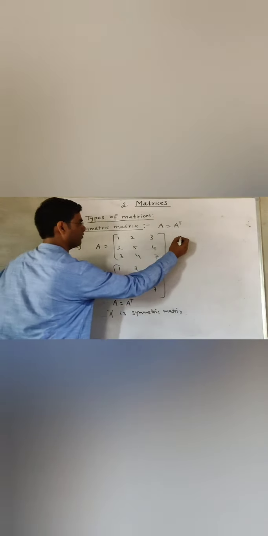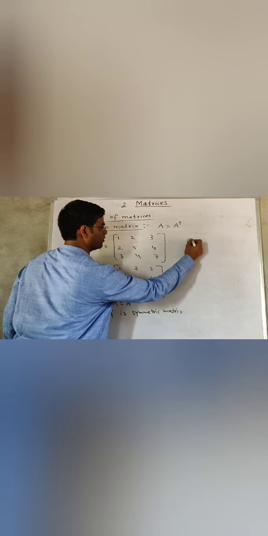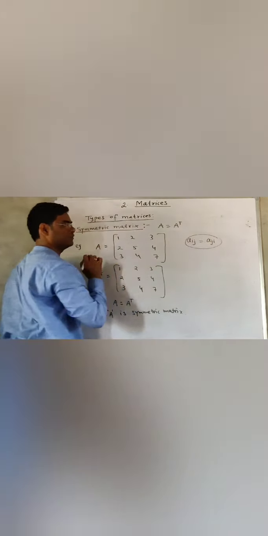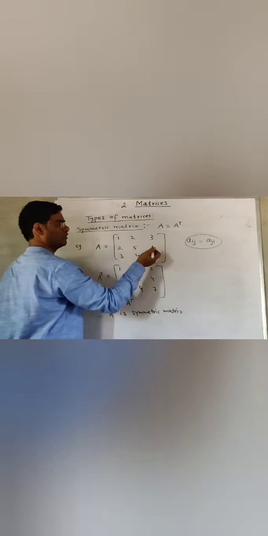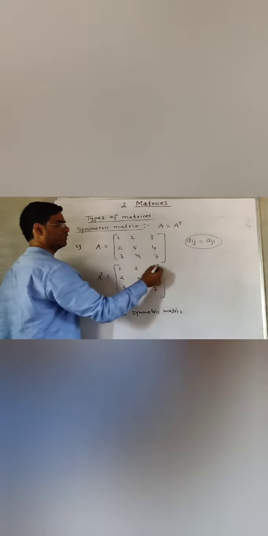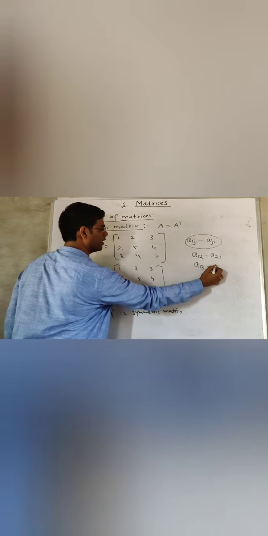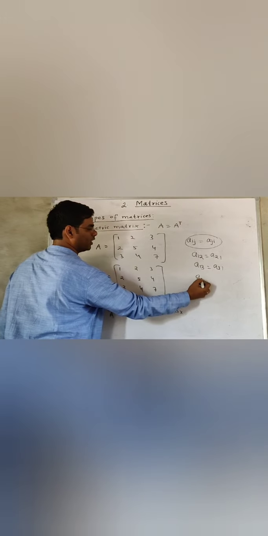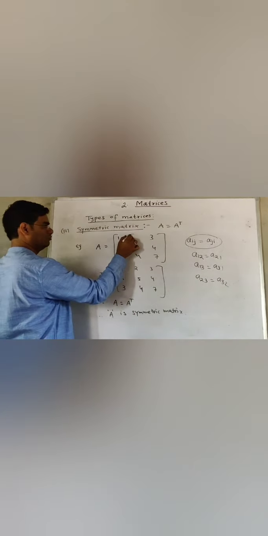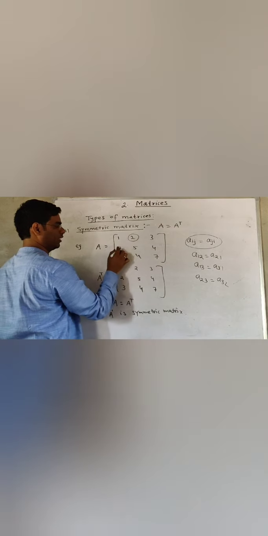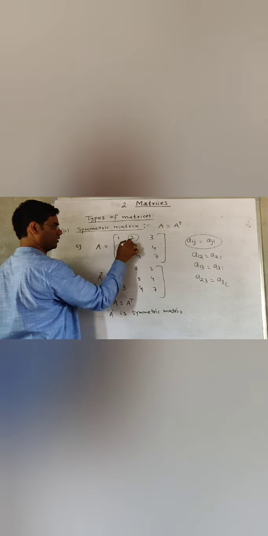Easily you can identify it with a short trick. A symmetric matrix is a matrix in which Aij equal to Aji. Now what is the meaning of Aij equal to Aji? A12 element is equal to A21. A13 element is equal to A31. A23 element is equal to A32. Now let us see here. This position is A12 and this is A21. These two elements are same.